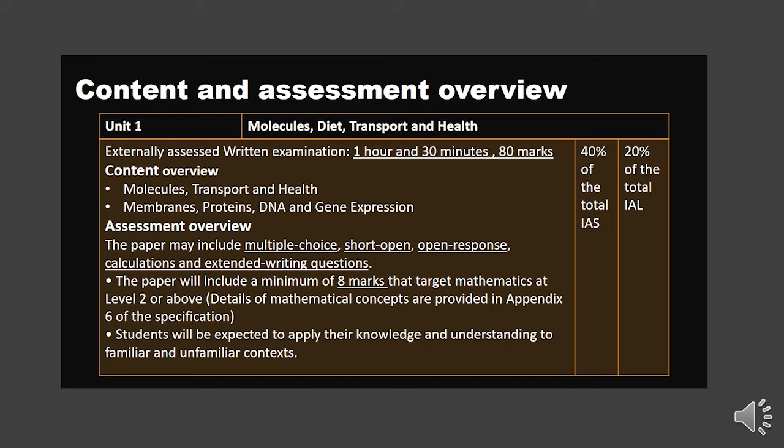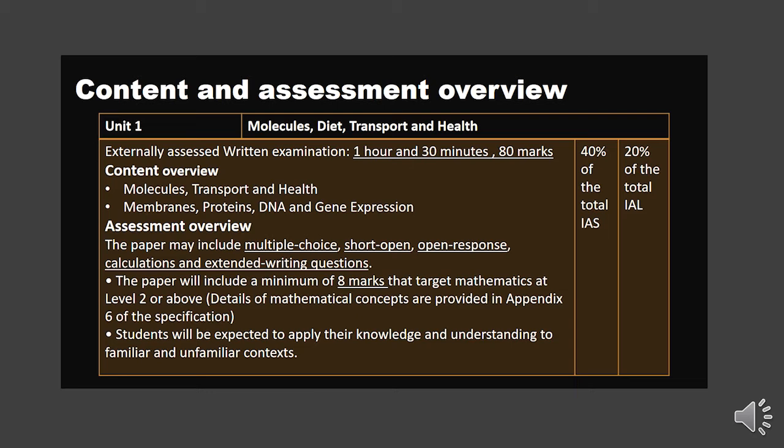The mark allotted for this paper is 80. As students, it is important for you to know the type of questions that you get in your exam. Here the paper may include multiple choice questions, short answers, open response, math calculations, and extended writing questions. Yes, I mentioned math calculations. That is, you will be getting a minimum of 8 marks of targeted math questions.